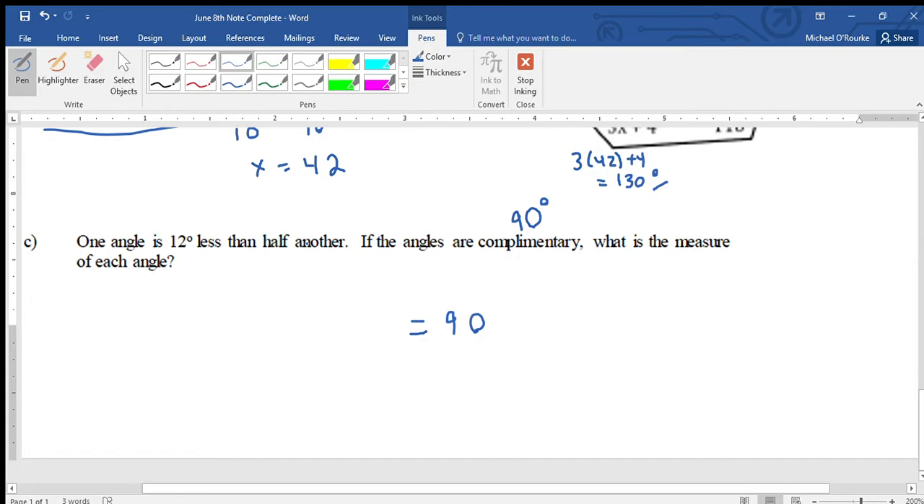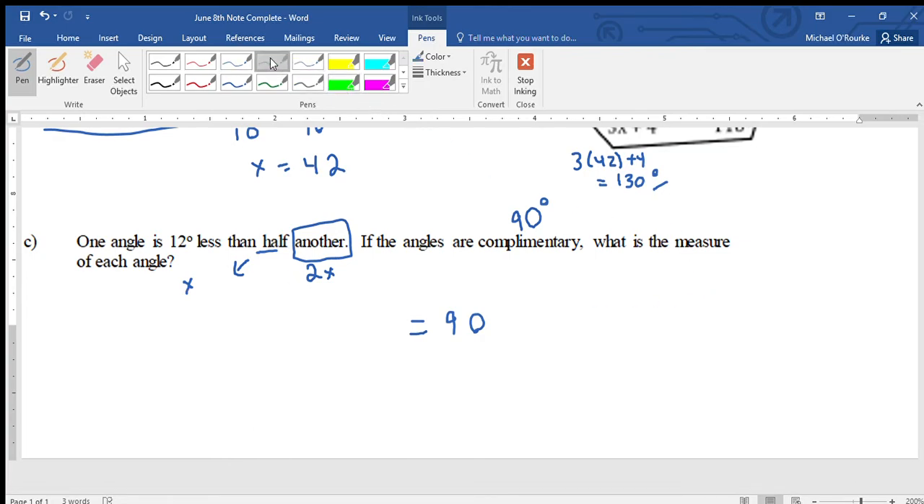Okay, so what I'm going to do is I'm actually going to set the other one, I'm going to write it as 2x, because half would then just be x. If I did another way, I could write it as a fraction. But if I had the original angle be x, the other angle would be x divided by 2. Then I have a fraction. I don't really like fractions. So, here we go. So let's put this all together.